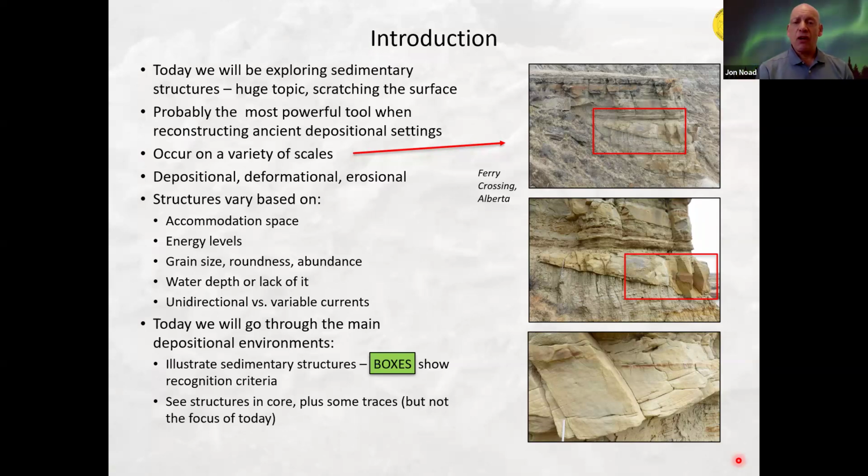So what we're going to do today is to go through the main depositional environments from proximal to distal, so from fluvial all the way out into the deep sea, and we're going to look at the different sedimentary structures that you might encounter in those environments. And I'll be showing these green boxes as we go through, and inside the green boxes will be the recognition criteria, the criteria that help you to identify each of those sedimentary structures. We're going to see some structures in core as well and a few trace fossils, but today's talk is not about trace fossils. If you want to know about those, I'll have to talk about those on another day.